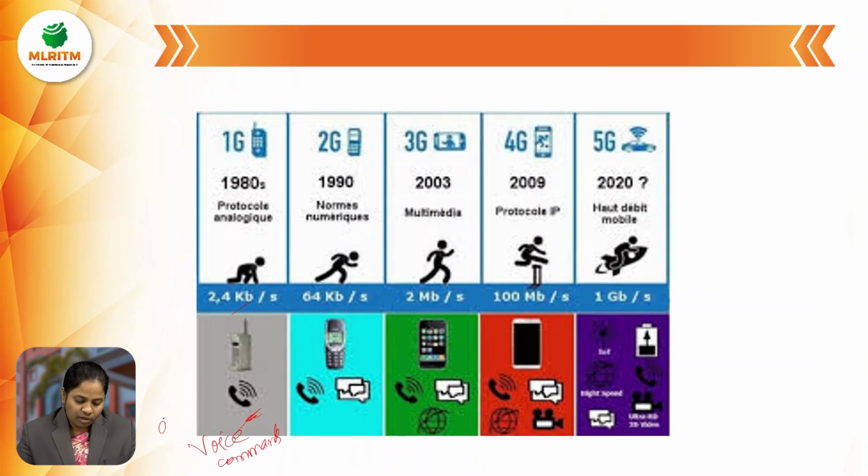It used analog signals, voice commands in first generation, and the speed is 2.4 kbps. In 1980s, these came into existence. Coming to second generation, here phone calls was possible.